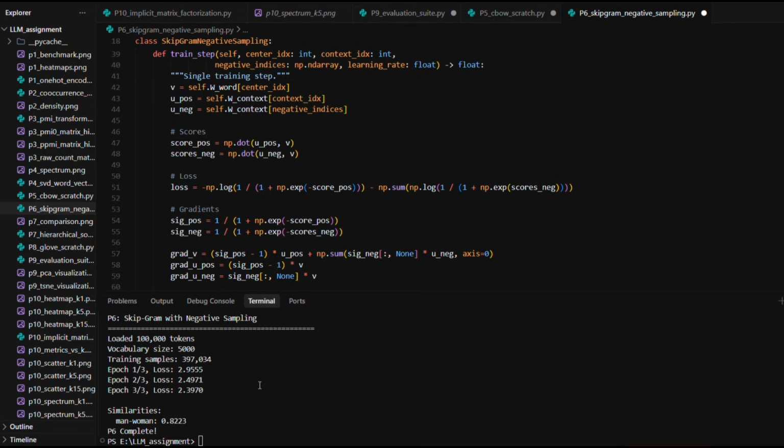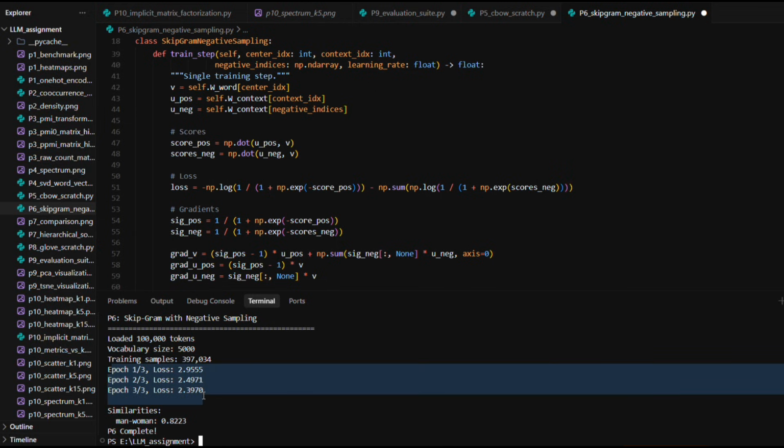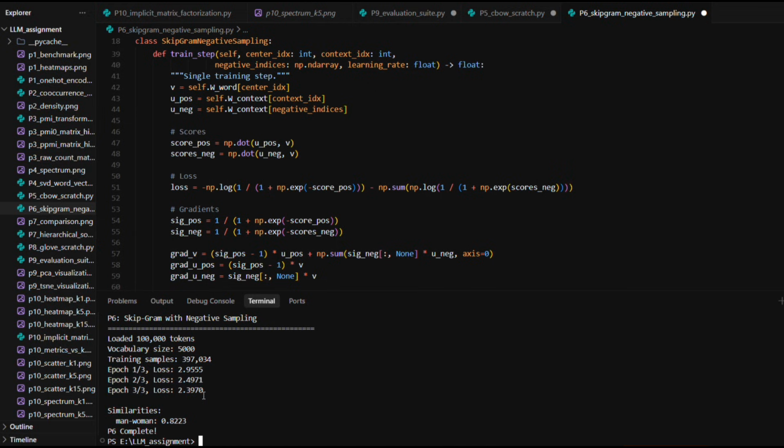It initially loads up 10,000 tokens, and the vocabulary size here is 5,000, and these are the training samples. We have done three epochs, where in three epochs the loss is minimal, and thereafter the similarities. In similarities, man and woman has 0.8223, and this is the complete implementation.